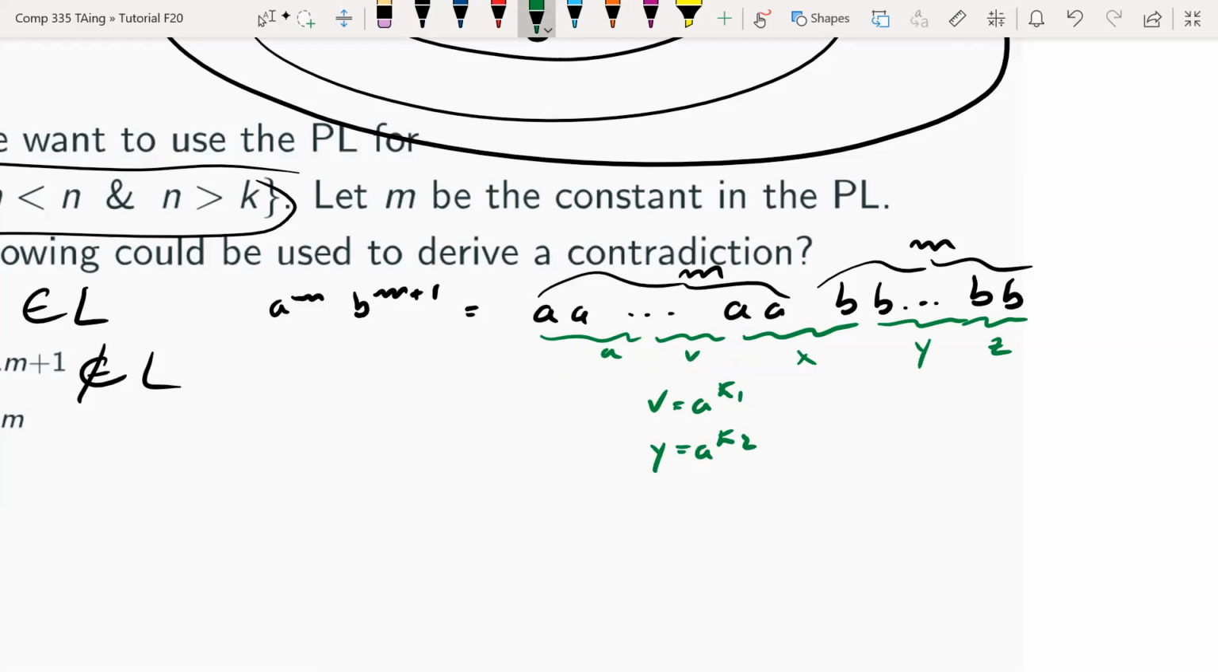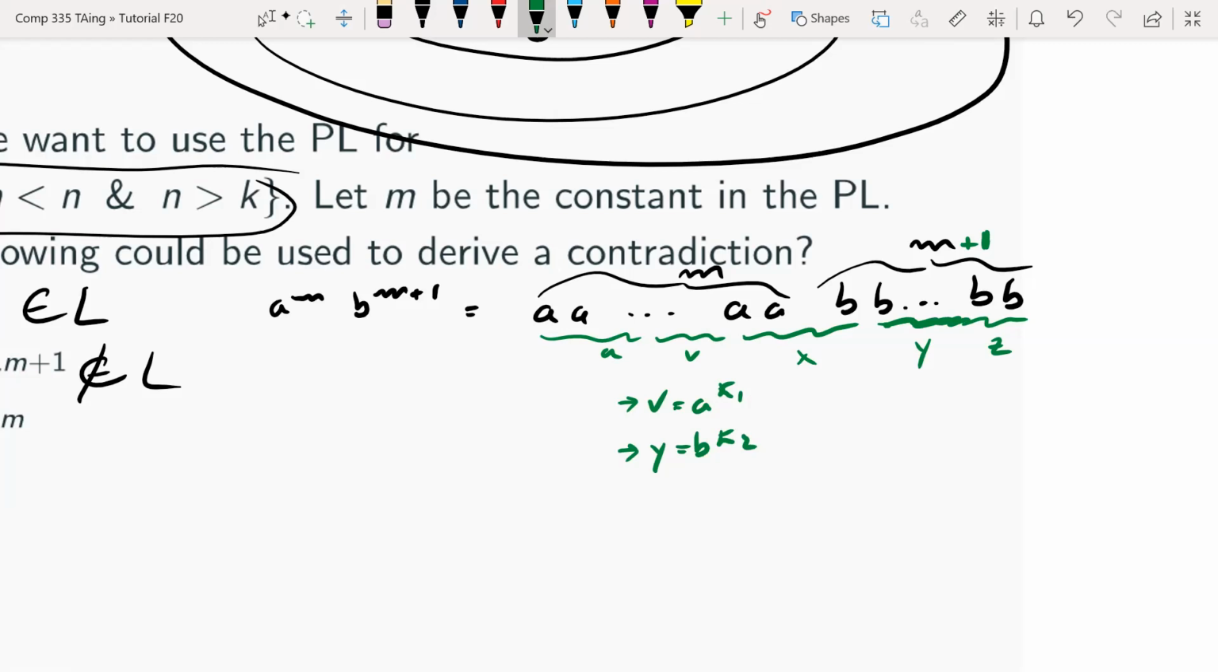M+1 B's should be, yes, very good, thank you, Stephen. So essentially V has K1 A's and Y has K2 B's, right? Now remember the next step is you're going to want to pump up or down. You can't pick the particular K1 and K2. You can only say that V has some number of A's and Y has some number of B's, but you don't choose them. Sorry about that. Clearly Y is a bunch of B's, so Y should be B^K2.